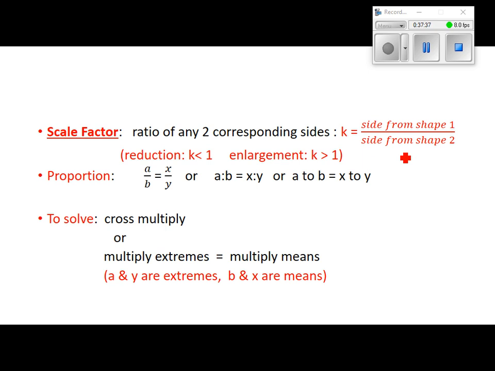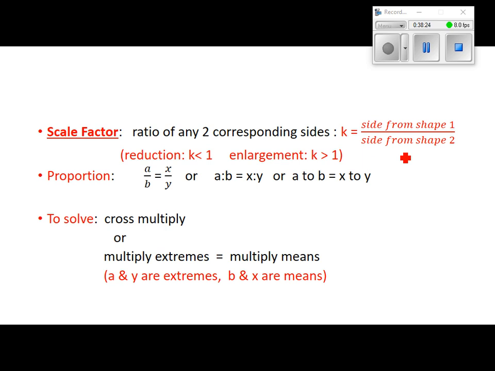Yeah, fill in what you need to fill in on this. So again, scale factor, I'm not sure why I put scale factor on here like 15 times, but scale factor, side from shape 1 compared to side from shape 2. Be able to set up proportions 3 different ways there. You could have a proportion set up.